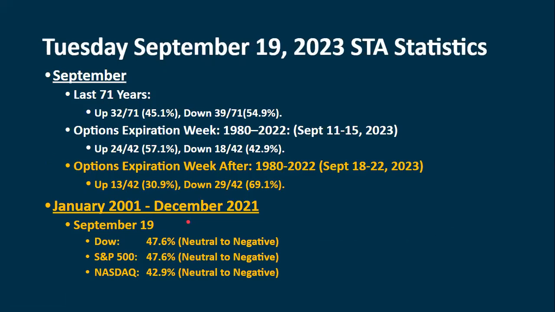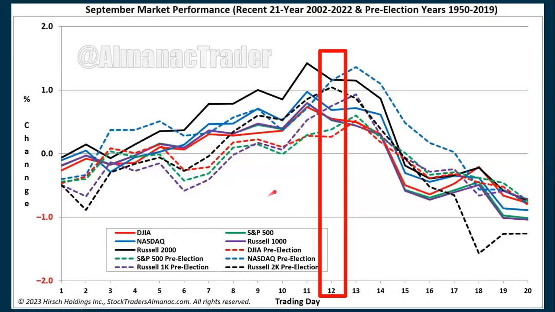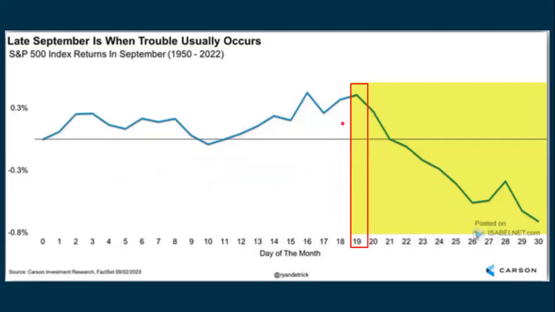The Stock Traders Almanac statistics, we're neutral to negative with all three of the indexes that we follow. This is also the week after options expiration, which tends to be negative, 69.1% of the time. We will be on the 12th trading day of the month, where we're starting to see some weakness. You could make a case that we might see a little bit more strength when you look at pre-election years.